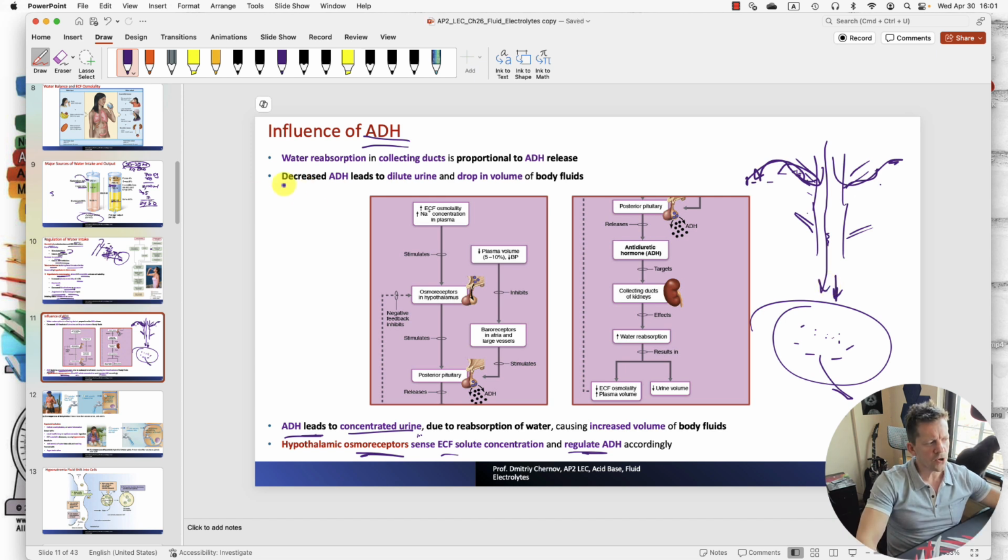So that's why here you can see decreased ADH. You're not returning water back into circulation, so you're releasing water through the collecting duct, which dilutes urine, and that drops the volume in your system, so you drop pressure as well.